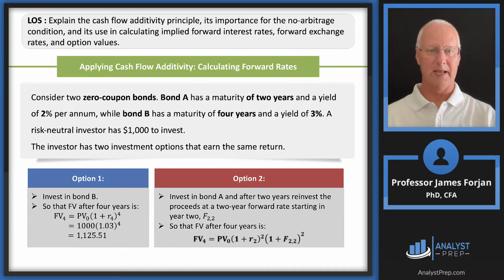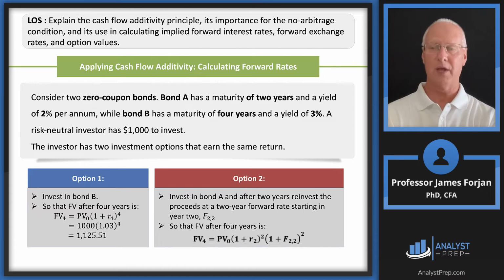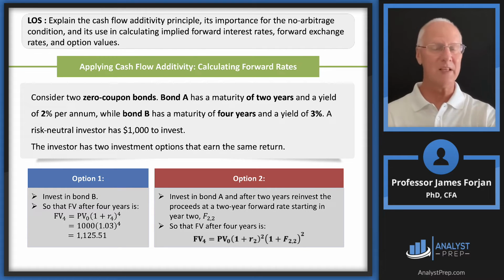All right, let's take an example here. We have 2 zero coupon bonds. Bond A has a maturity of 2 years and a yield of 2%, while Bond B has a maturity of 4 years and a yield of 3%. A risk-neutral investor has $1,000 to invest. I love the way the Institute just slips in this concept of a risk-neutral investor. In fact, in this learning module, it just tells you about a risk-neutral investor and doesn't really explain it.